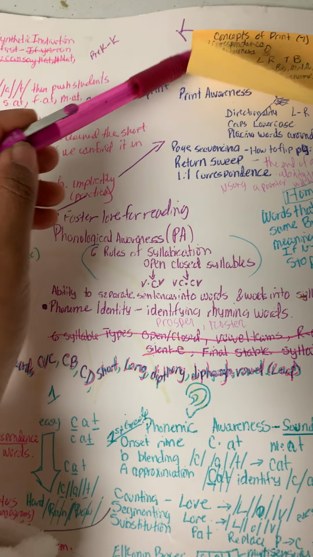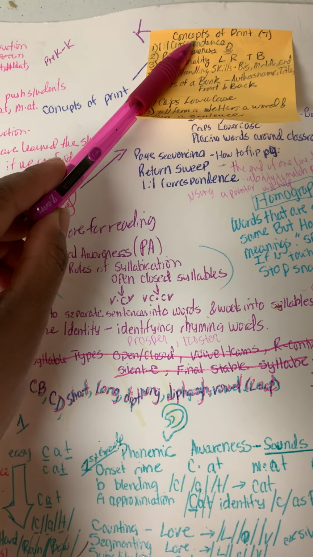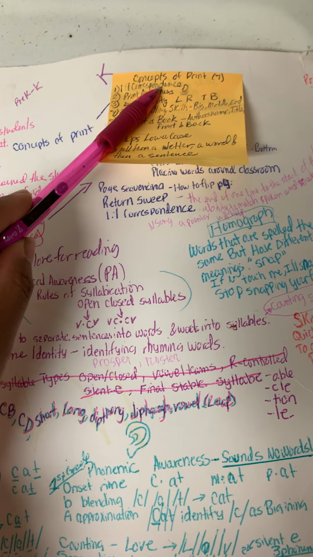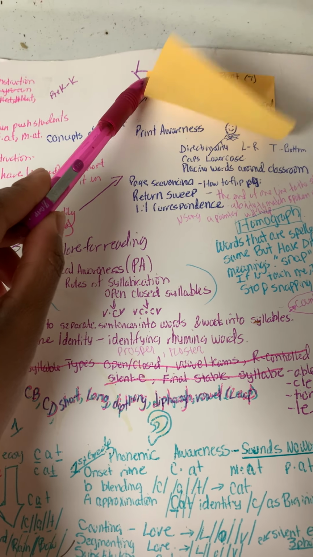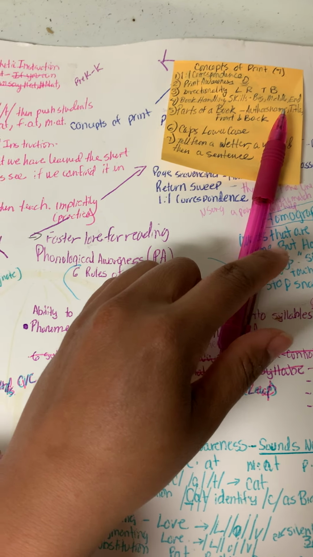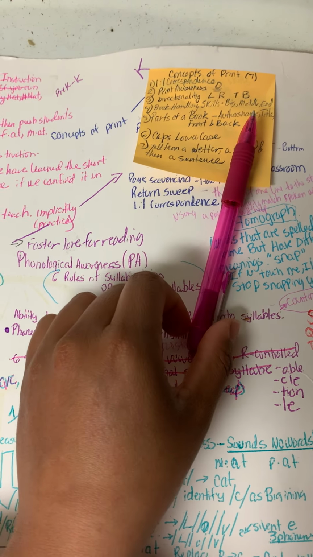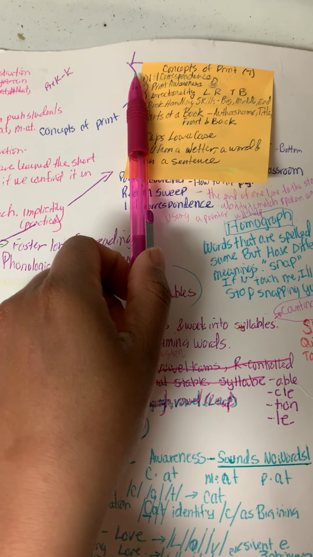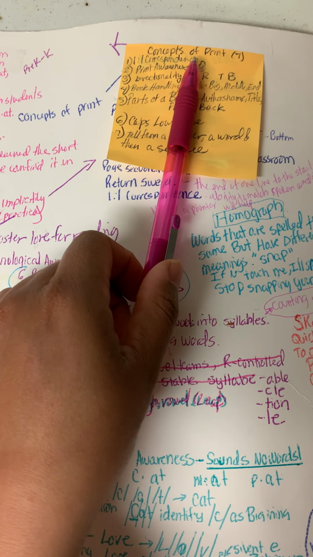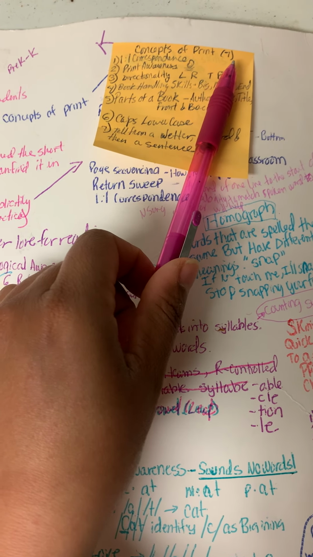Oh, kindergarten, that means they have to know concepts of print. Because we know that students learn differently and some kids learn faster than others and whatnot. But I just put the grades so that you have an idea of more or less where a kid should be when they're in that grade. So let's talk about kindergarten, okay? So in kindergarten, they should know concepts of print. And concepts of print include 7 things.